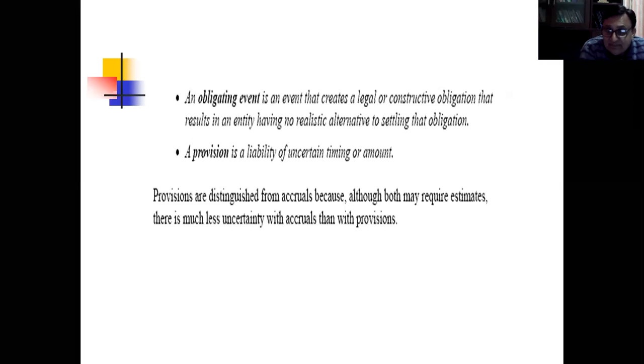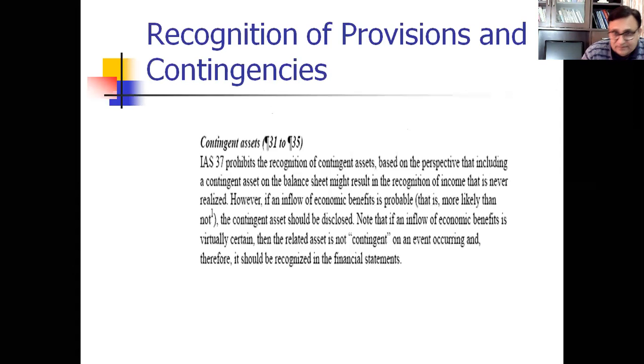As far as provisions are concerned, provisions are distinguished from accruals because although both may require estimates, there is much less uncertainty with accruals than with provisions. But as far as provisions are concerned, we make provisions because we are totally uncertain about it. We don't know what actual amount will be paid. So these are some definitions which are given in paragraph 10 of IAS 37.